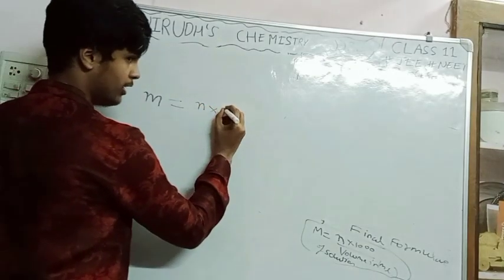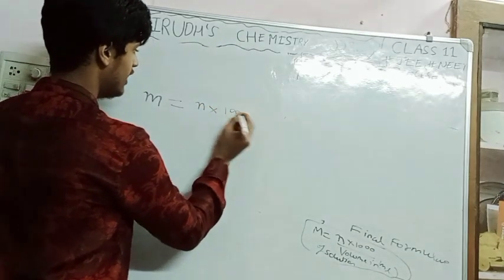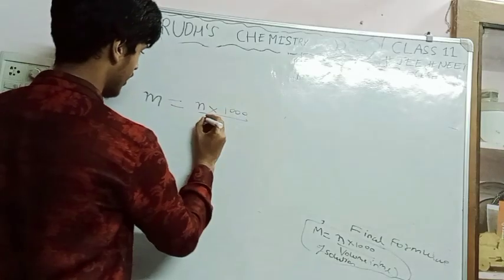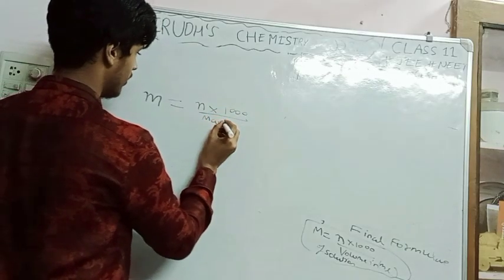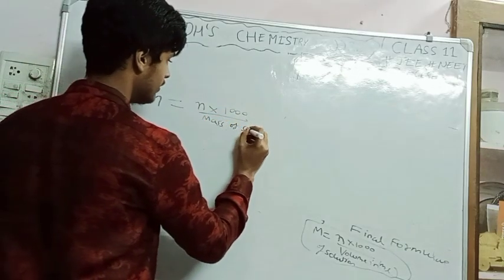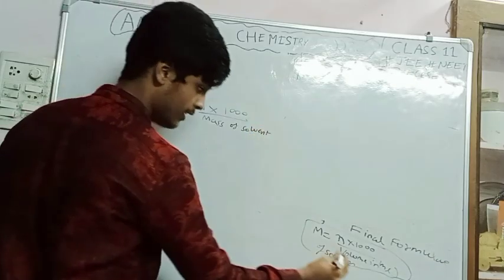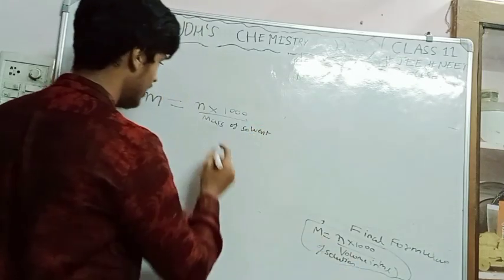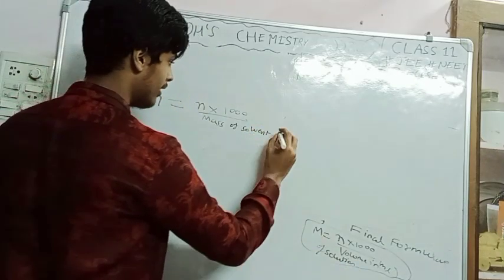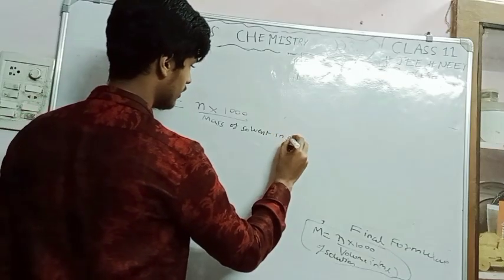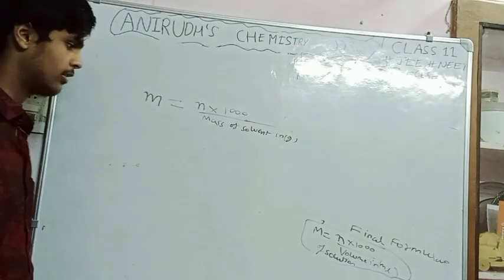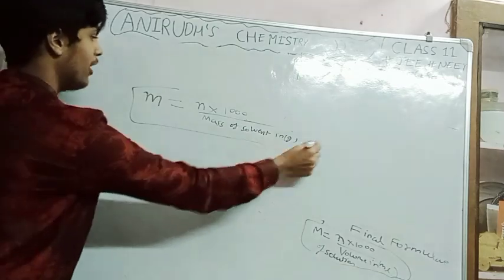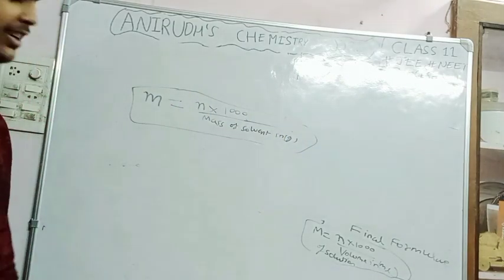But here it is n into 1000 by mass of solvent. This is of solution. Molarity is for solution. Molarity is for solvent in grams. Okay, this is the final formula of this. These are very, very important.